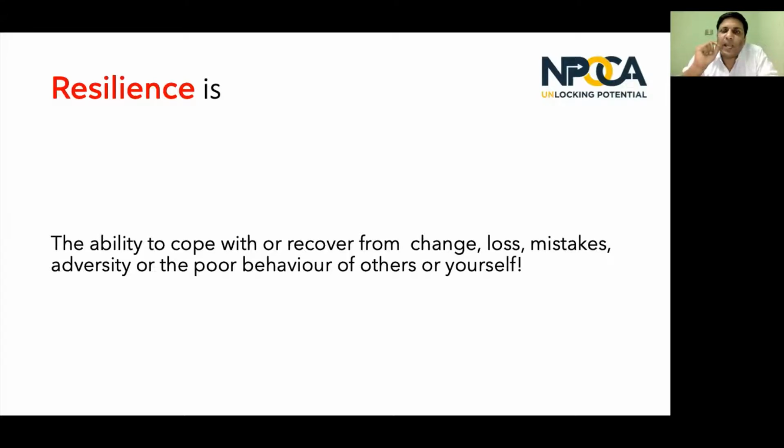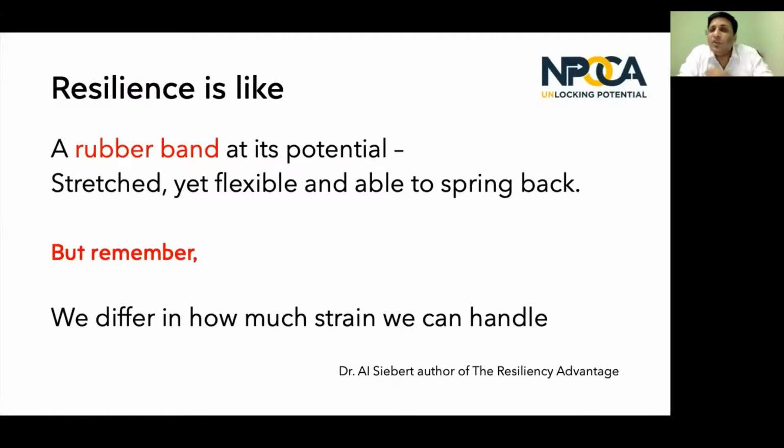Over the next 15, 20, half an hour, what we will focus on is how do we recognize and bounce back. Resilience is like a rubber band. It's elastic. It's flexible. So even if you stretch it to a point, it has an ability to come back and take its original shape. That is what you need to bring into your character.